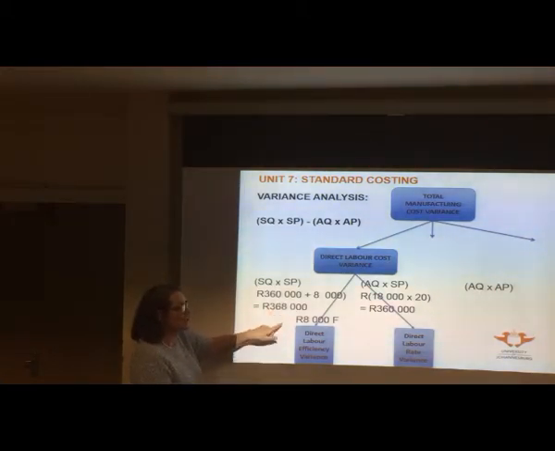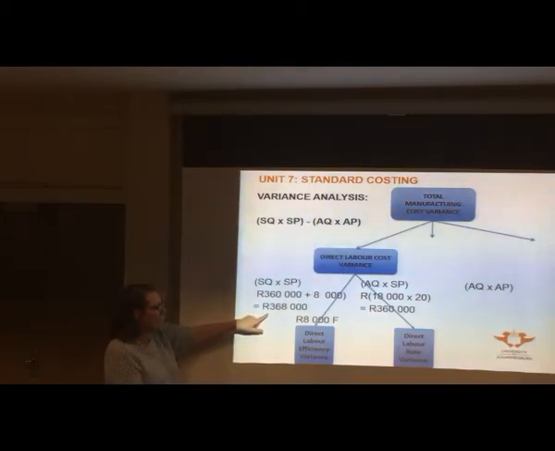That means the actual was less. If it's favorable, the actual was less. So we add the 8,000 here. Therefore, standard quantity times standard price must be 368,000. If 368,000 is standard quantity times standard price, and standard price is 20 Rand, then standard quantity must be 368,000 divided by 20.